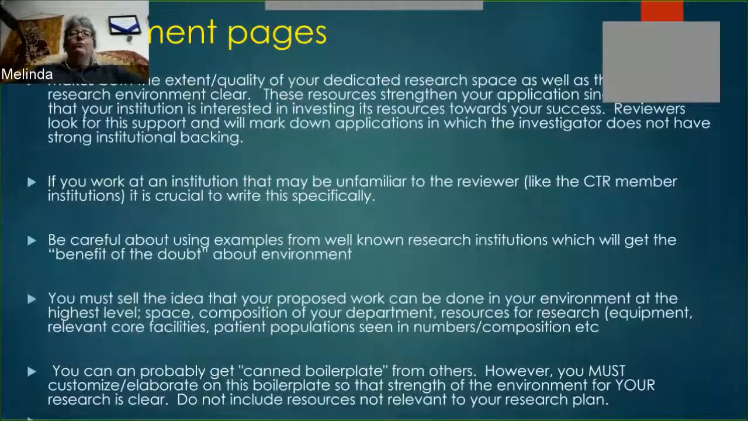Now, I want to go through briefly just some pretty important parts of the application. And a big one is the environment page, particularly for those of us who work in IDeA states. And again, this is because the reviewers are not going to give us the benefit of the doubt about what our research environment is, what our clinical population is, and so forth. And the point of this is that it allows you to tell what the extent and quality of your dedicated research space is, as well as the dedicated research environment. This shows that your institution is interested in investing the resources in your success.